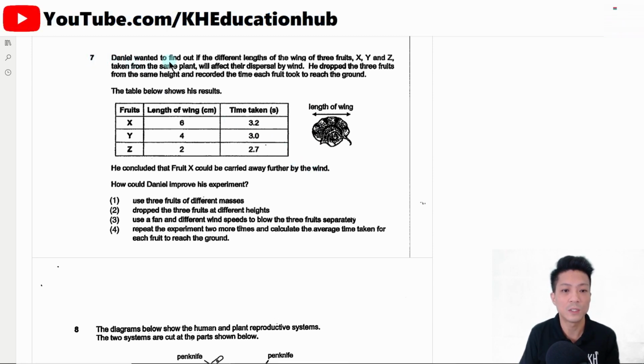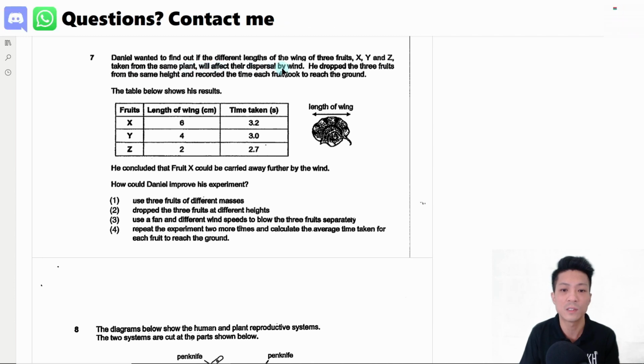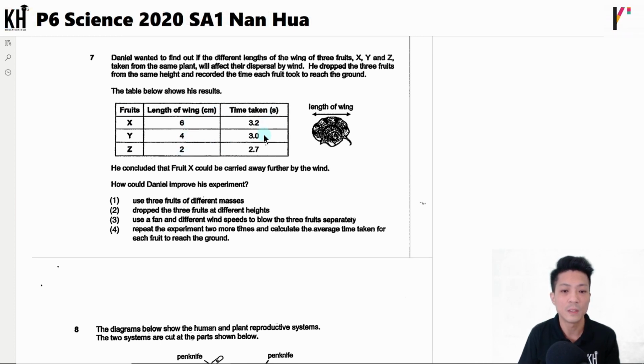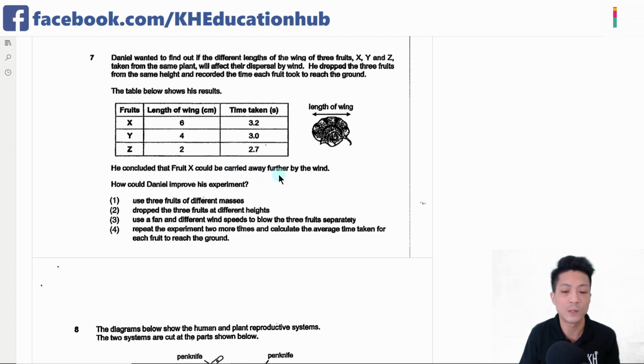Question 7. Daniel wanted to find out if the different lengths of the wing of 3 fruits X, Y, and Z taken from the same plant will affect their dispersal by wind. He dropped the 3 fruits from the same height and recorded the time each fruit took to reach the ground. The table below shows his results. The fruits X, Y, Z. Length of the wing is 6, 4, and 2. Time taken is 3.2, 3.0, and 2.7. He concluded that fruit X could be carried away further by wind. How could Daniel improve his experiment?